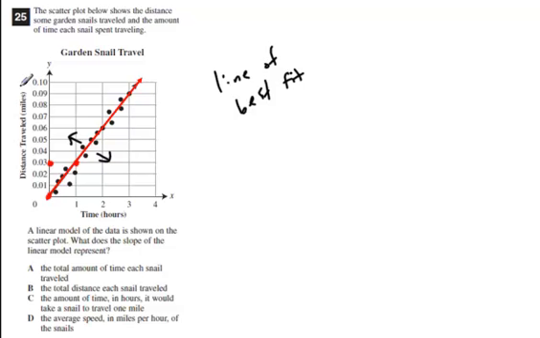We have miles on one axis and hours on the other. The total amount of time each snail traveled, yes, it does give us that, but it also gives us miles, so that's not the only thing. The total distance each snail traveled, yes, it gives us distance, but it doesn't tell us anything else. We do have hours on our graph. The amount of time in hours it would take a snail to travel 1 mile? No, because it's only going 1/10 of a mile up here, not the whole mile. So we're left with D, the average speed in miles per hour of the snails.